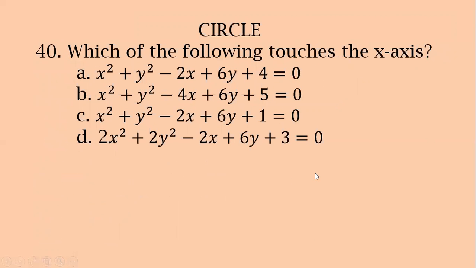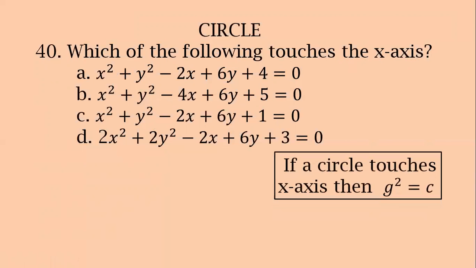Question number 40. Which of the following touches the x-axis? Out of these four, which circle touches the x-axis? We need to find it. You know, when a circle touches the x-axis, then g square is equal to c. This is the condition. So let us verify which circle fulfills this condition.